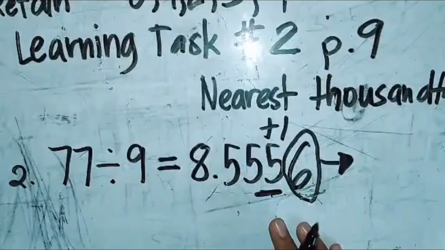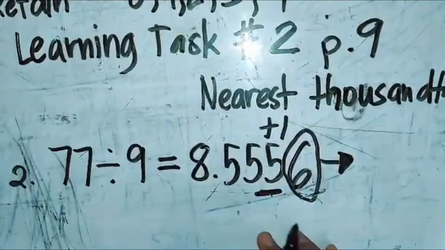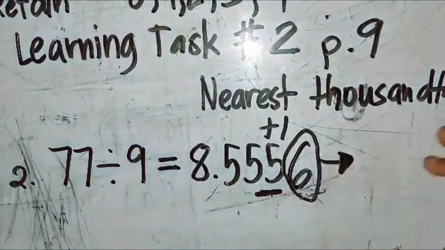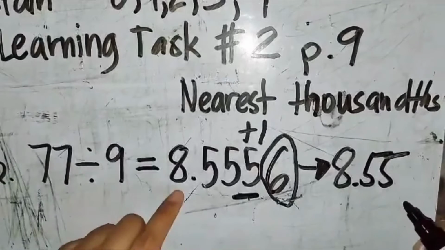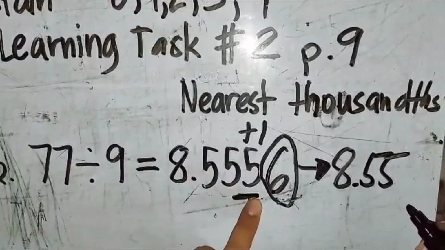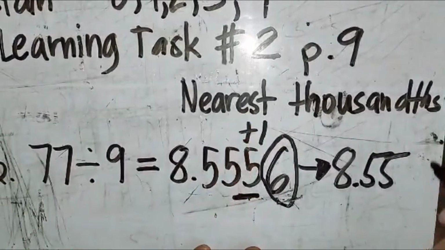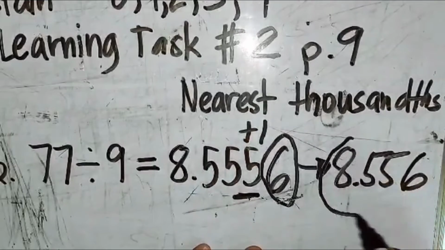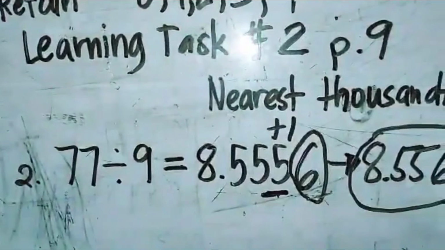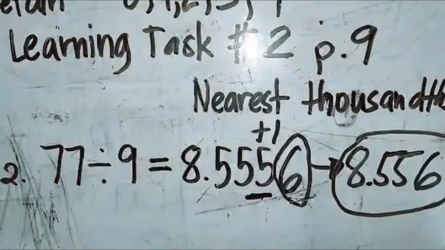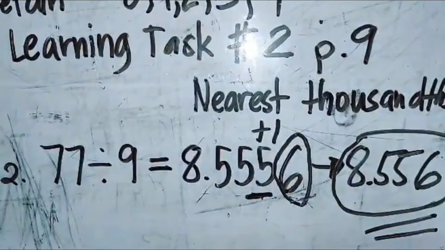Okay, so since hindi naman siya katulad ni 9 na nagkakaroon ng carry, so dito tayo sa una magsimula. Kopya lang yung nasa unahan. 8.55. So, ito na. 1 plus 5 equals 6. Ayan. So, this is our answer for number 2 of learning task number 2 on page 9. Okay, yan yung sa number 2.